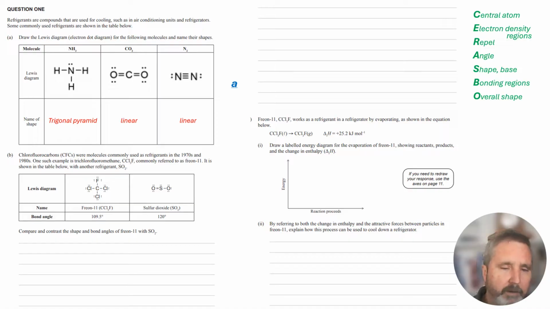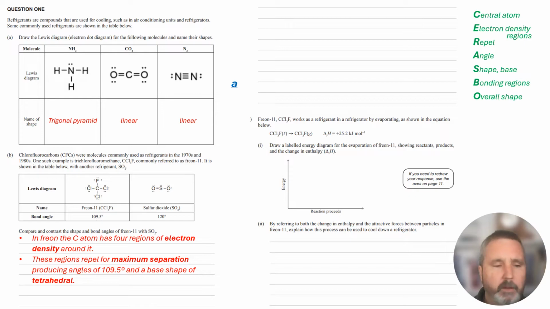So we'll look at this very first one. The first thing we can say is there are 1, 2, 3, 4. The 4 lines are the bonding regions, and so therefore there are 4 electron density regions around the central carbon atom. In Freon, the carbon atom has 4 regions of electron density around it. Try and use the word electron density. It's a good word to use to explain both bonding and non-bonding electrons. These regions repel as far as possible, or you could say repel for maximum separation, producing angles of 109.5. Now, often we can just say 109 approximate, that's fine, but they'd given us the angle here, so we just write it down. The base shape they make here, 4 regions pushing against each other, is a tetrahedral base shape.